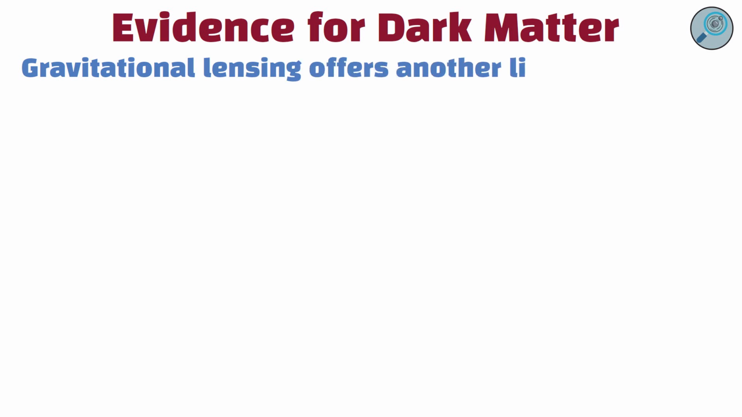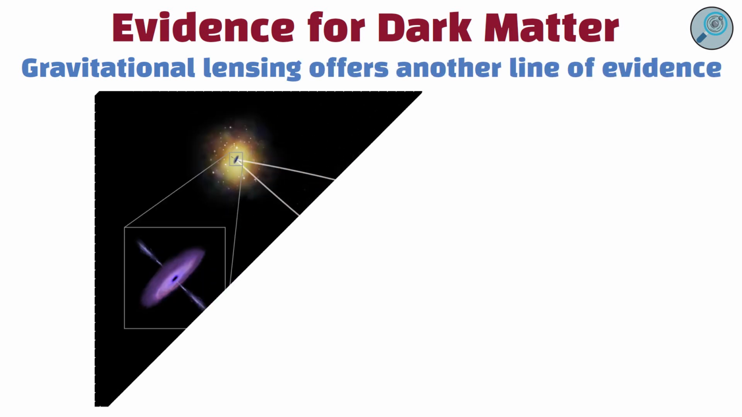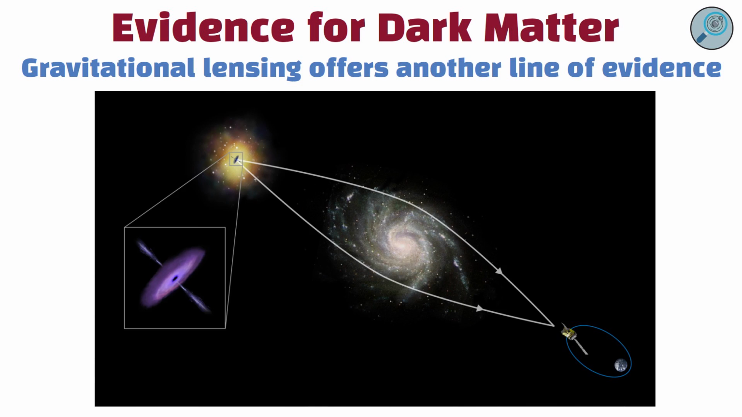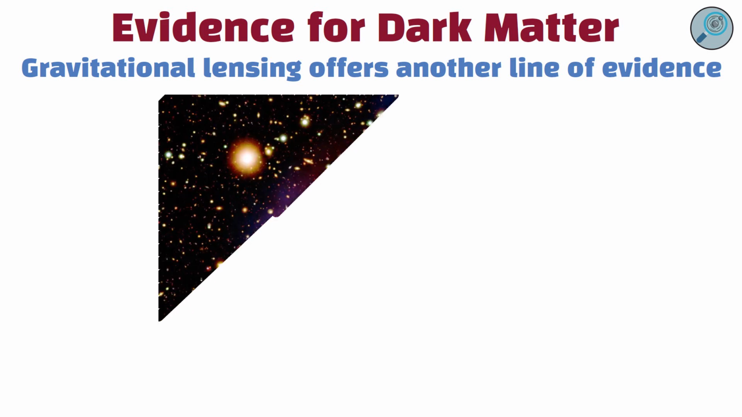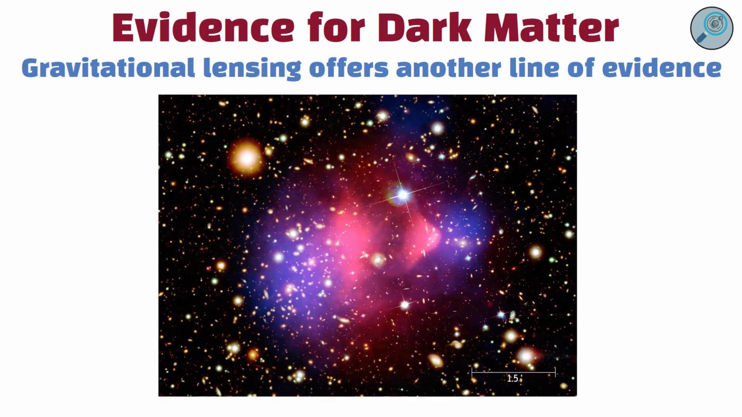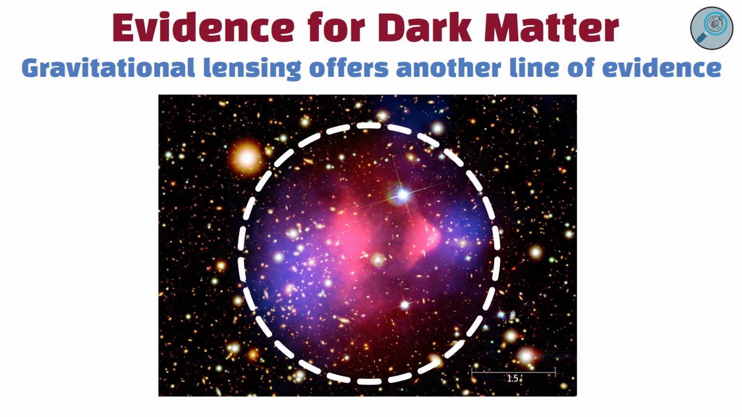Gravitational lensing offers another line of evidence. Massive objects bend light passing near them, acting like cosmic magnifying glasses. By measuring this bending, scientists can map dark matter distributions. The Bullet cluster, where two galaxy clusters collided, shows dark matter clearly separated from visible matter.